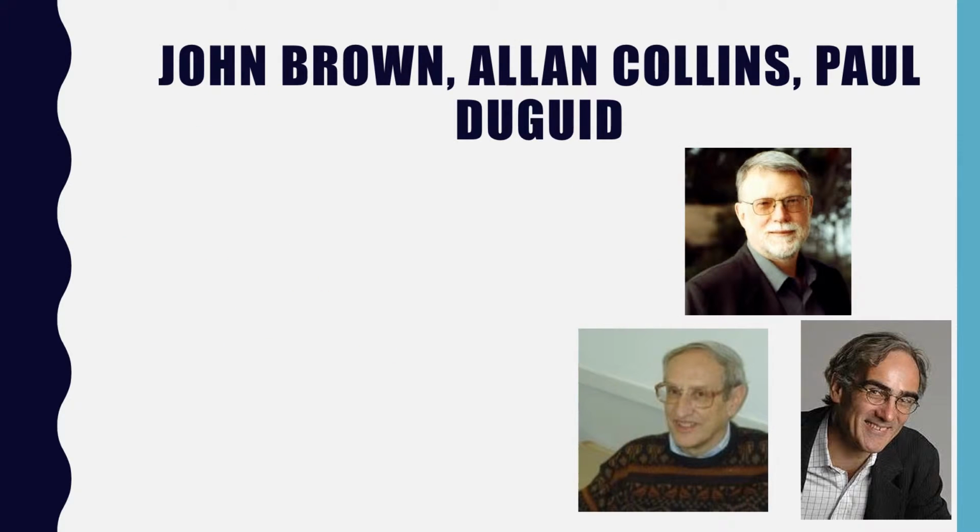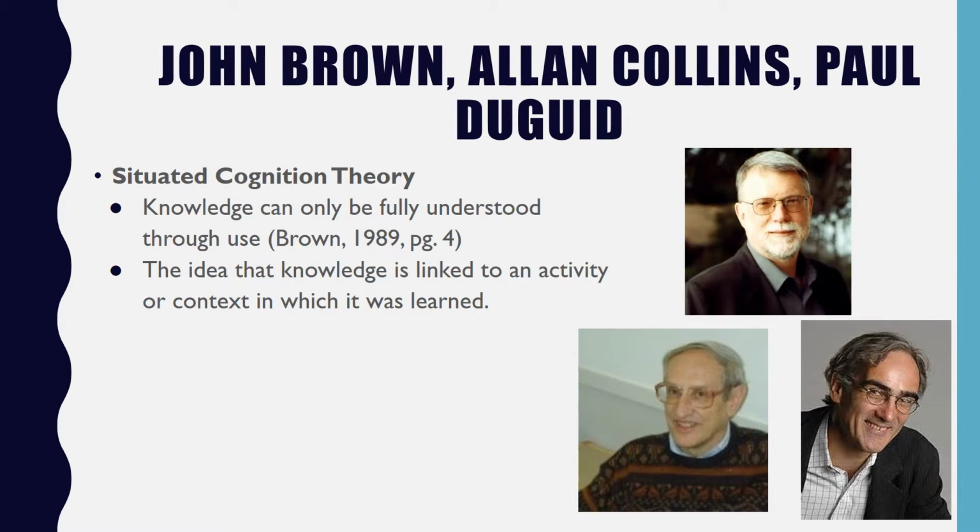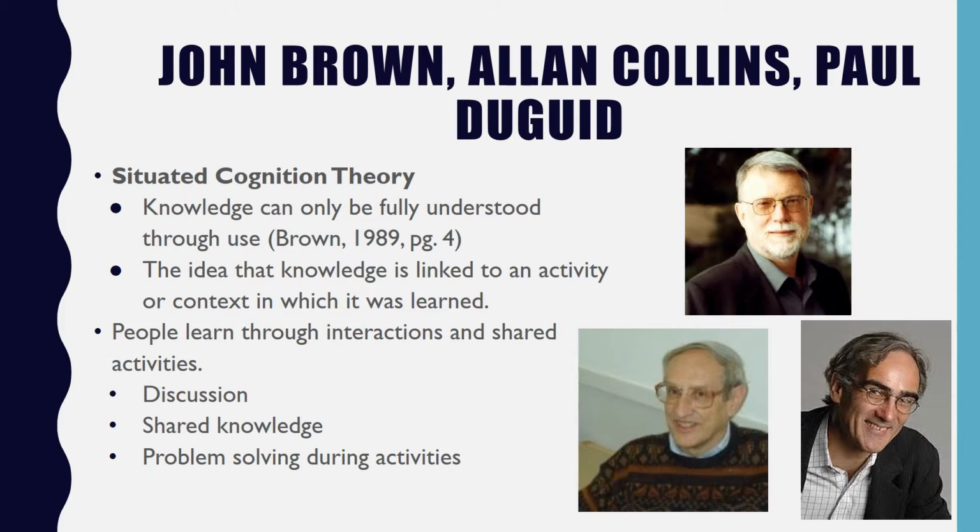John Brown, Alan Collins, and Paul DeGoey came up with the theory of situated cognition. They emphasize that people's knowledge is constructed and linked to activities and context in which it is learned. They believe that knowledge can only be gained through use. They also believe that learning is something that should be social and not isolated. Learning takes place through discussion, shared knowledge, and problem solving. They called this a cognitive apprenticeship.